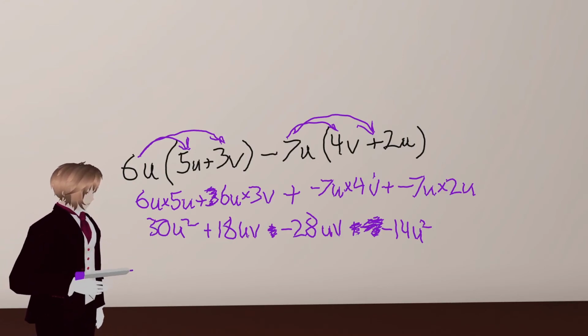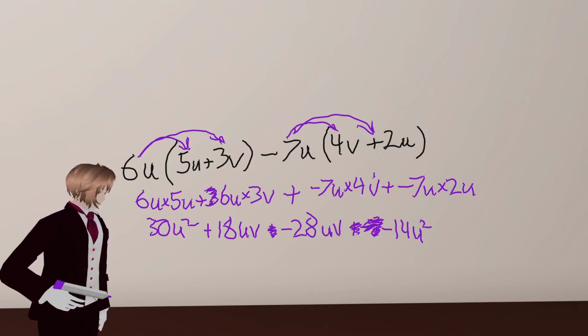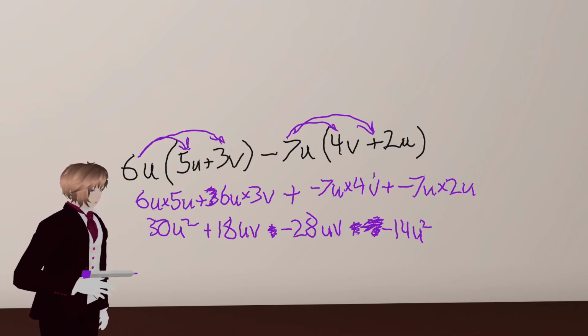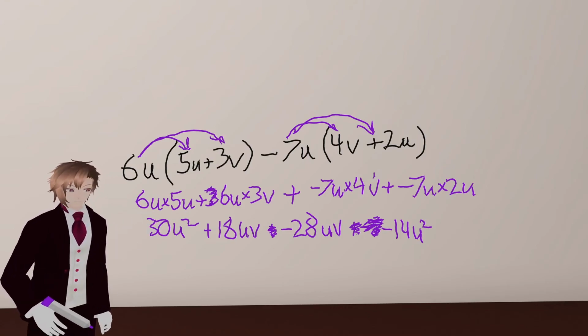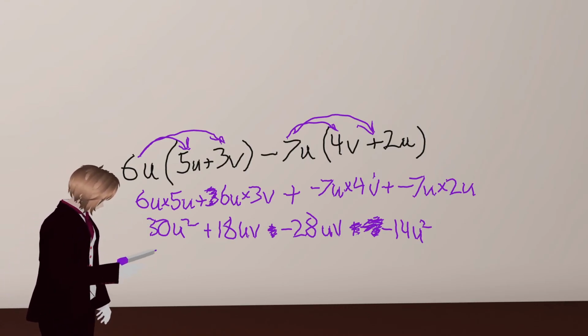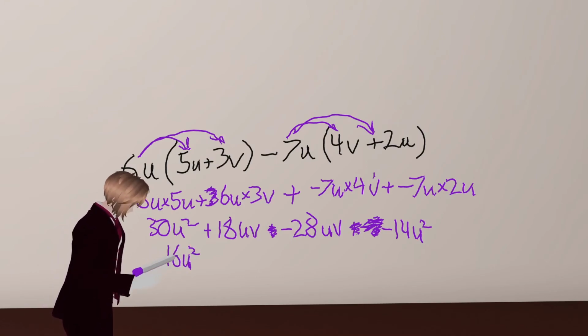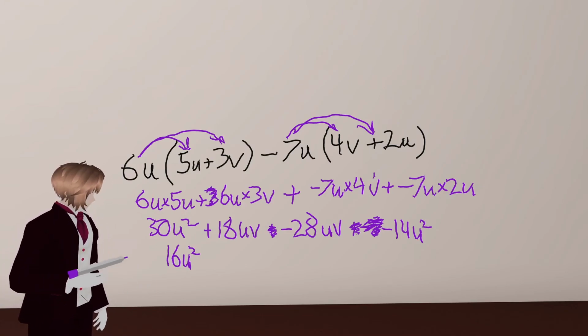We have a u squared, and we have a u squared down the end. So here, I have u squared, and I have 30 of them. And we are going to take away 14. So what's 30 minus 14? 16u squared. We have 16 u squareds.